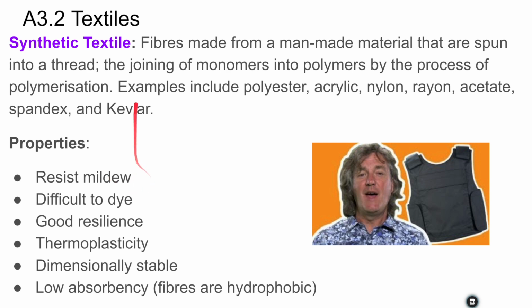Some properties of synthetic fibers are that they resist mildew. They're difficult to dye because they don't absorb water. They're hydrophobic, as you'll see there. They have good resilience, though. They're not easily attacked by different microbes or mold or fungi and things like that. They have thermal plasticity, which means that they can be remelted down into something else. They're dimensionally stable. And like I said, they're hydrophobic, so they don't like to absorb water.